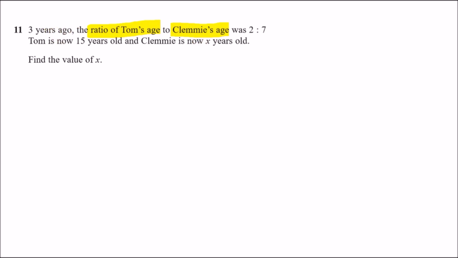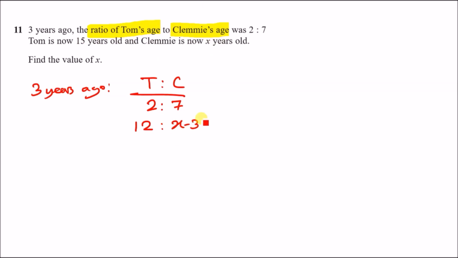Alright, so the way this works, we need to go back to the first statement using info from the second. So let's go back 3 years ago, yeah? We know at this stage, the ratio of Tom's age to Clemmy's age was 2 to 7. In terms of actual numbers, 3 years ago, Tom must have been 12 years old, since he was 15 3 years later. And since Clemmy was X years old in that timeline, 3 years back, she must be X minus 3. Literally that.